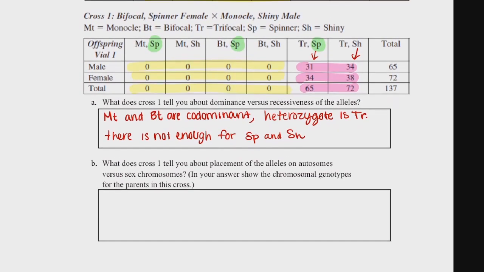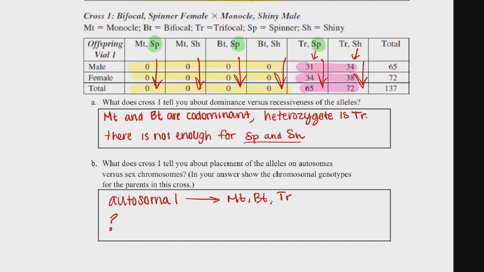B asks what it tells us about the placement of the alleles on autosomes or sex chromosomes. Because we're seeing even proportions of male and female in codominance and in TR, we're just going to assume that it is autosomal. It's showing up the same all the way through these, so we can't determine, like we did previously, that it is X-linked. However, we said previously that there's not enough information for SP and SH, so we can assume that autosomal is for MT, BT, and TR, but we're unsure about whether SP and SH are sex-linked.